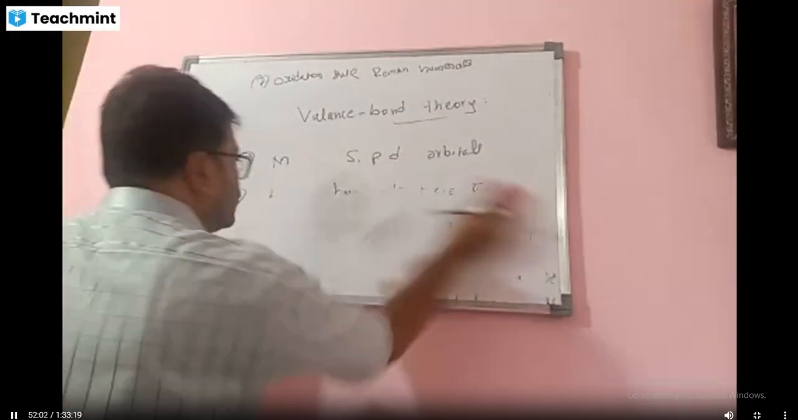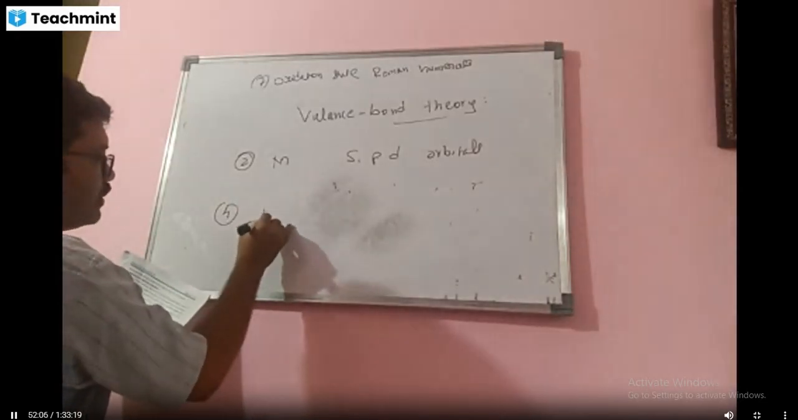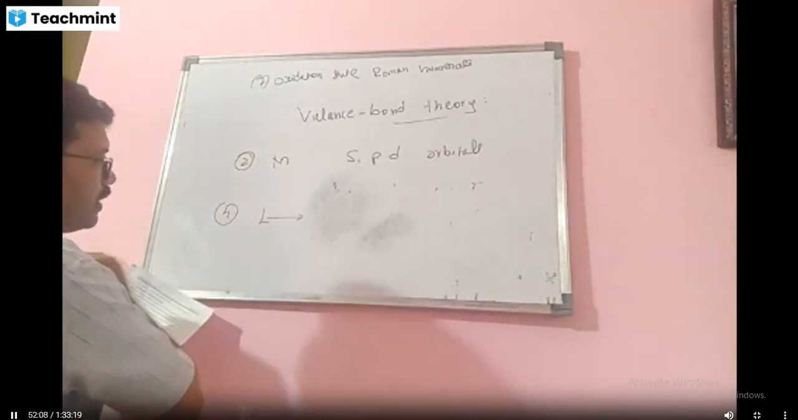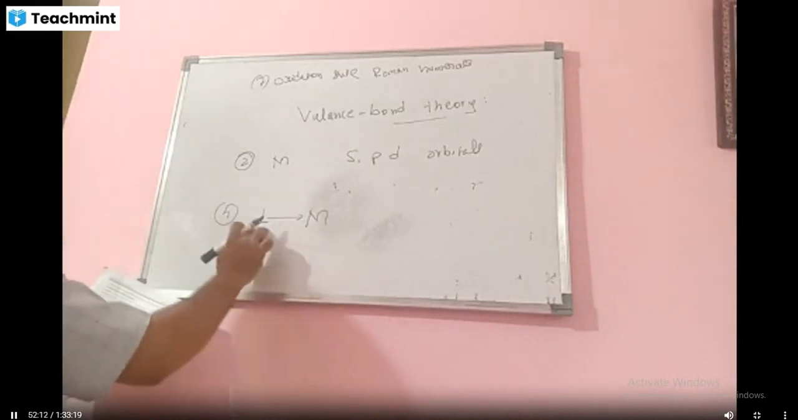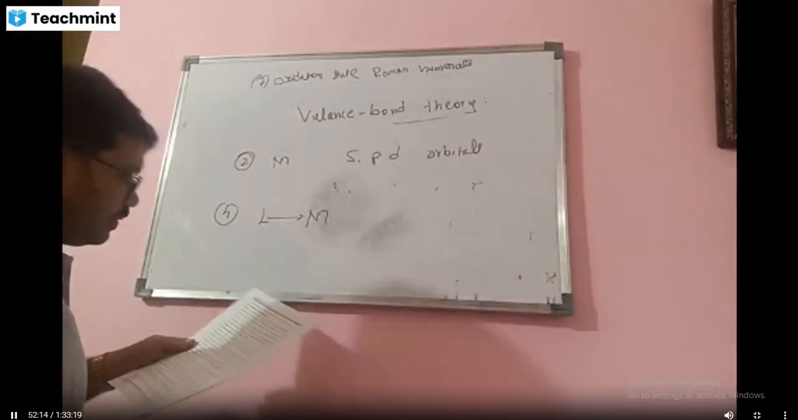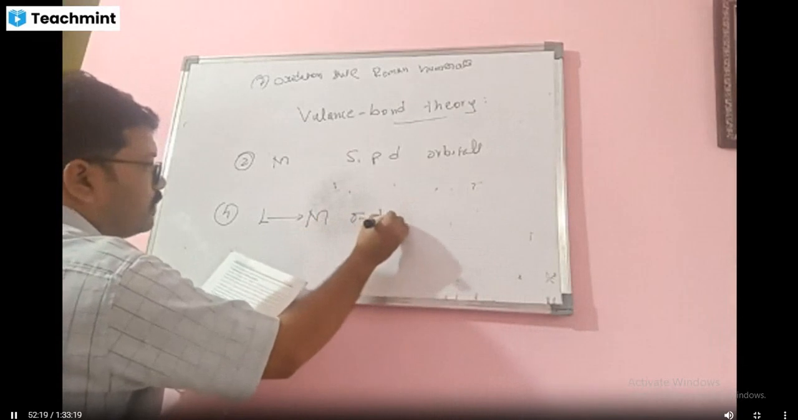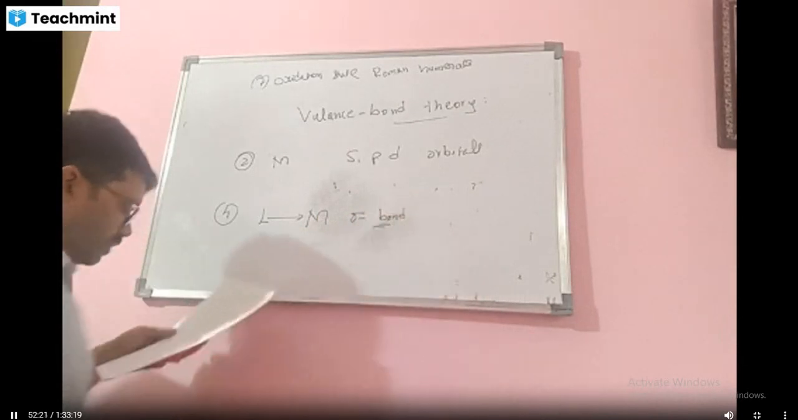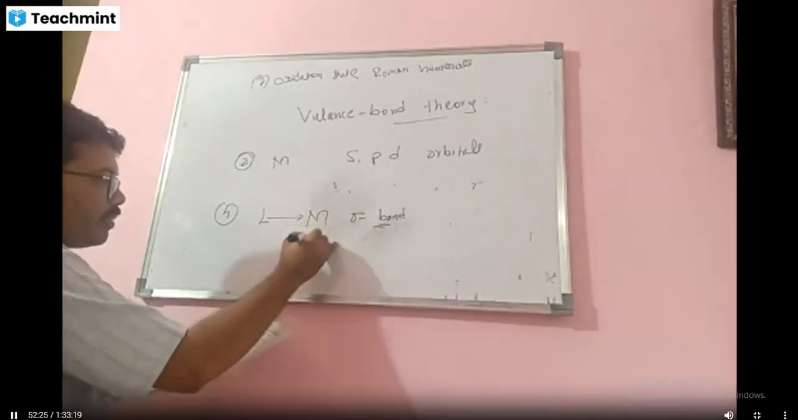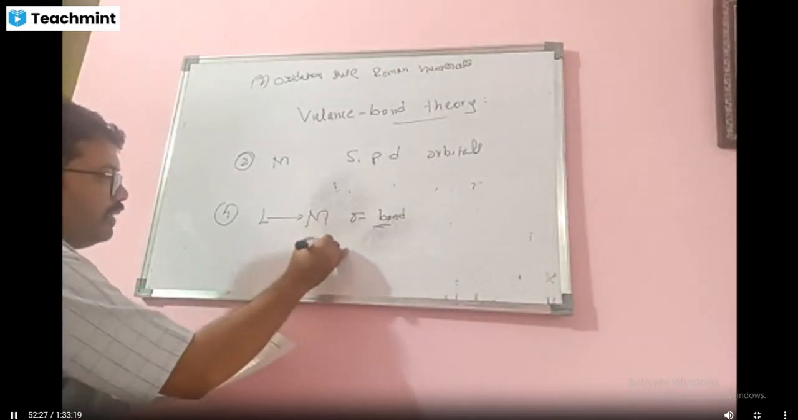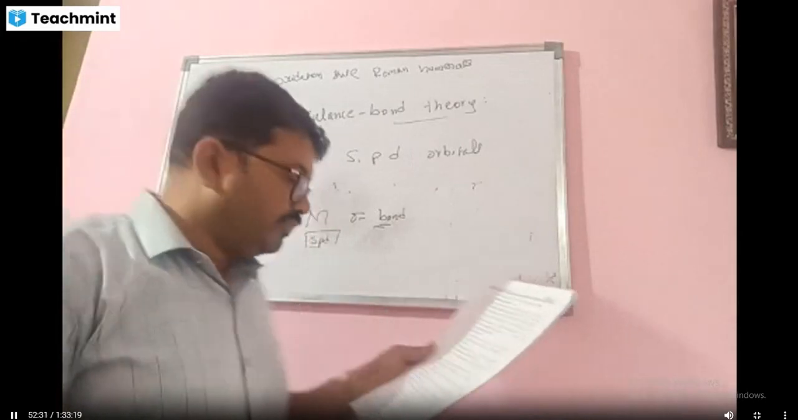So this is the third condition. The fourth condition: the ligand donates a pair of electrons and the metal accepts this pair of electrons from the ligand. That is called a sigma bond. Vacant hybrid orbitals should be present.